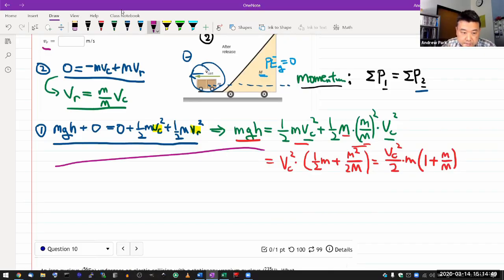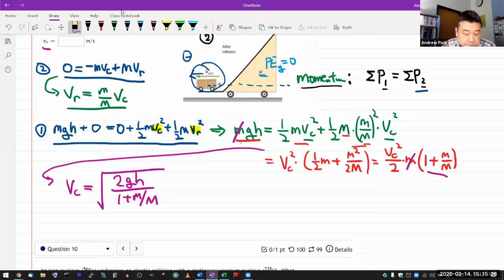Doing that, I get this. VC squared is equal to, I think I have one factor of m canceling out. It's nice. So I have 2gh on the numerator, 2gh divided by this quantity here, 1 plus the ratio of the masses, small m over big M. I think that's everything. So if I take the square root of both sides, then I can get rid of the square here. So all right, that's the speed of the cart.